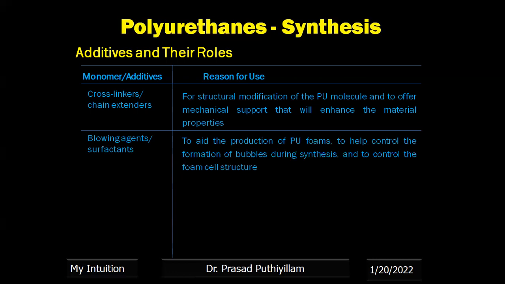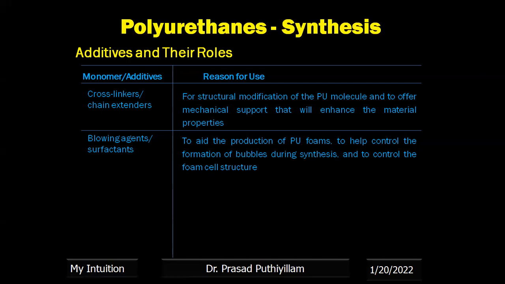Blowing agents and surfactants are used mainly when we have to prepare polyurethane foams, cushions. To get polyurethane foams, air has to be entrapped between the polymer chains when the solidification reaction takes place. Air should be trapped there. Therefore, blowing agents are used. They can control the formation of bubbles during the synthesis and control the foam cell structure.